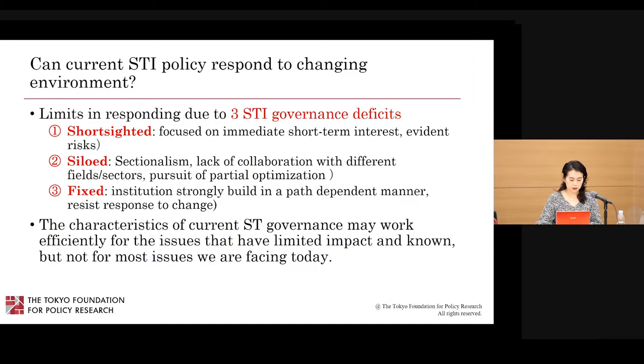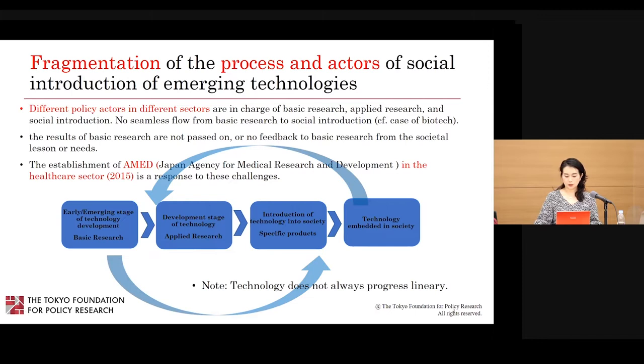Those kinds of characteristics of current science technology governance may work efficiently for the issues that we have limited impact and knowledge of, but not for most issues we are facing today. These deficits arising from the nature of science technology innovation policy can be seen in how the technology is being developed and introduced to society. Different policy actors in different sectors are in charge of basic research, applied research, and social introduction. And there is no seamless flow from basic to social introduction.